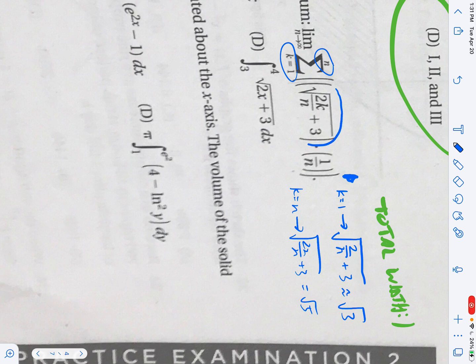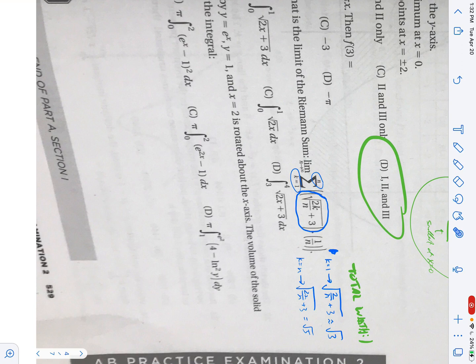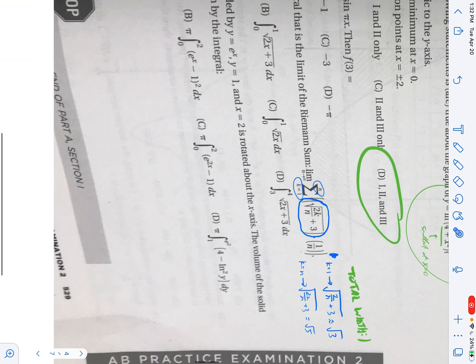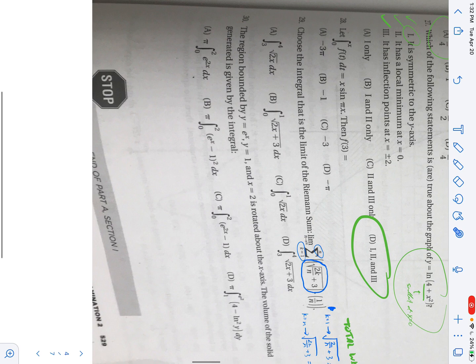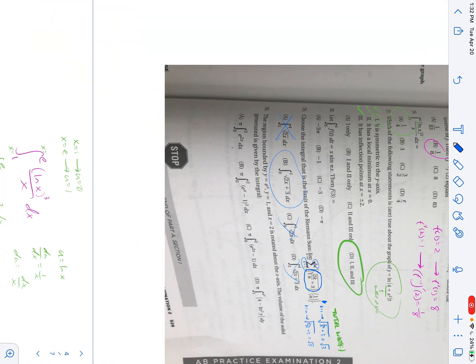So what you can think is that the values that I'm plugging in here start at the square root of 3 and they end at the square root of 5. So we can go through and look at those choices, and which one involves taking function values that start at the square root of 3 and end at the square root of 5. This one goes from root 6 to root 8. This one goes from root 3 to root 5. That looks promising. This one goes from root 0 to root 2. This one goes from root 9 to root 11. It's got to be B.